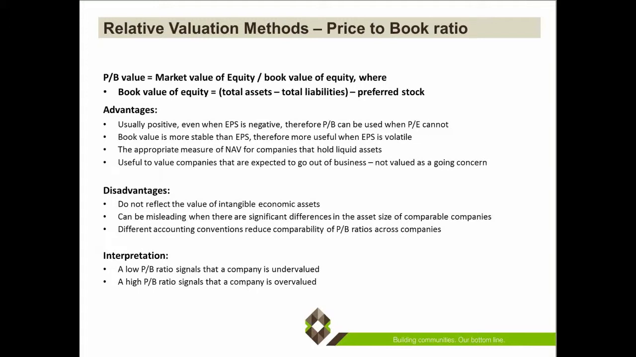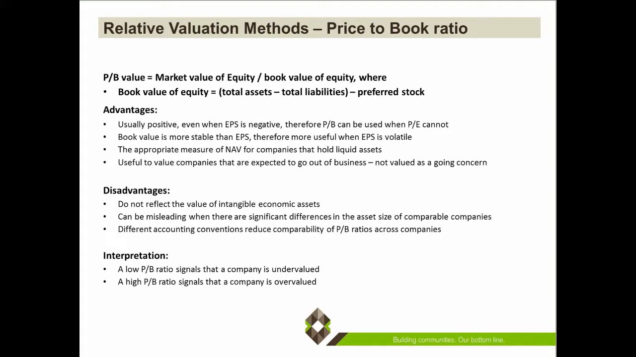And it could be misleading when there are significant differences in the asset size of comparable companies. So if you look at an industry and you compare a top 40 company in that industry to a small cap company, and then these companies all could have different accounting conventions that could reduce the comparability in the way they account for their assets or they structure their liabilities, or it's on or off balance sheet. That could make comparability very difficult and could give you the wrong answer.